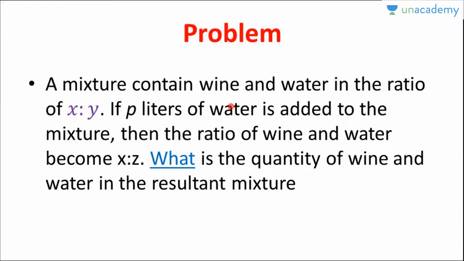See, the question says that we have a mixture of wine and water and it is in the ratio of x is to y, that is x is for wine and y is for the water. If I add p liters of water inside this mixture, then what will happen? Definitely if more water is added, the quantity of water will increase as well as the proportion, the part of the water will also increase in this particular mixture and it becomes x is to z. So if the ratio changes to x is to z, then we need to determine what is the quantity of wine and water left in the resultant mixture.